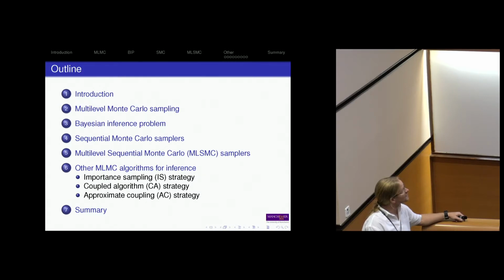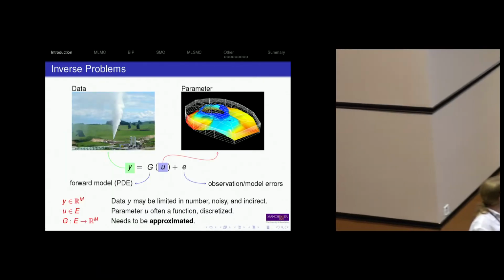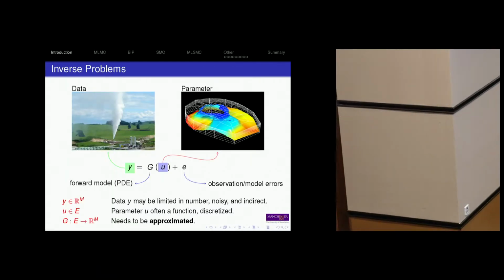And then the approximate coupling strategy is backwards compatible with the importance sampling strategy in the sense that if you can use this method, then you can use this method, but this method is also applicable in contexts where you can't use the importance sampling strategy. So it can be thought of as a sort of trivial subcase of this.